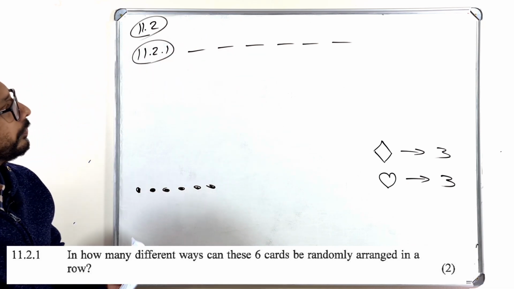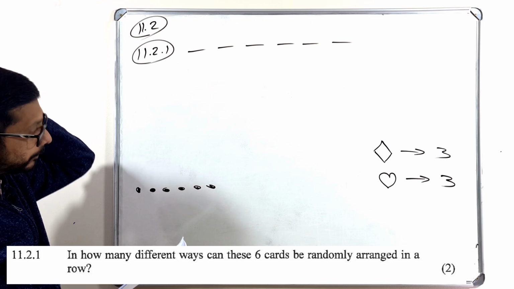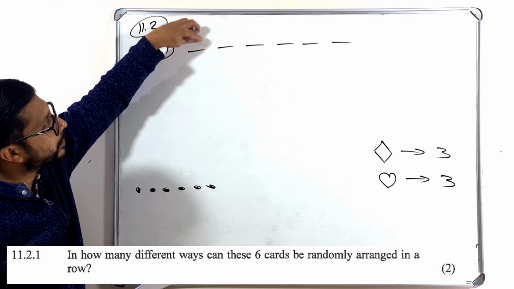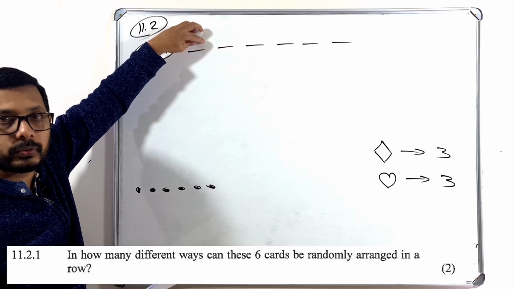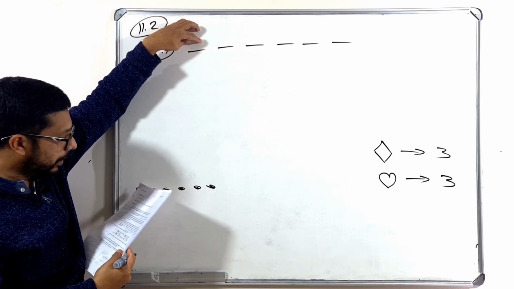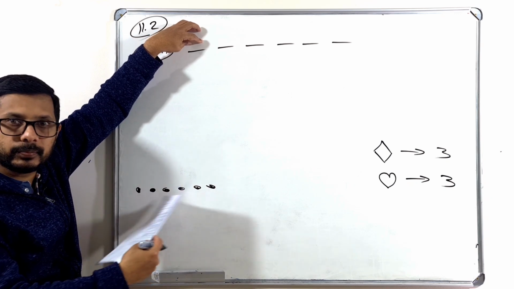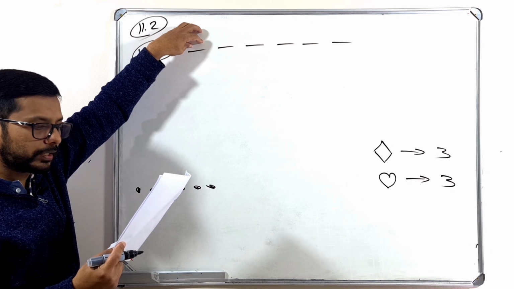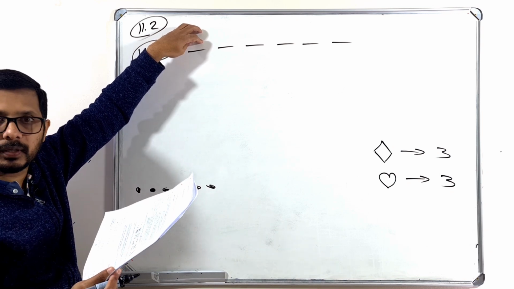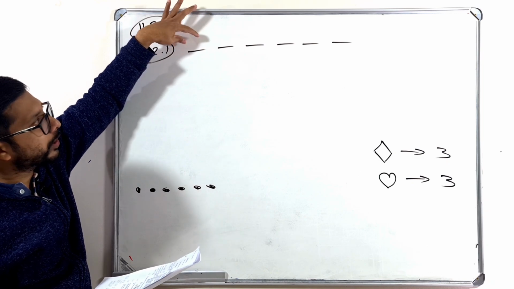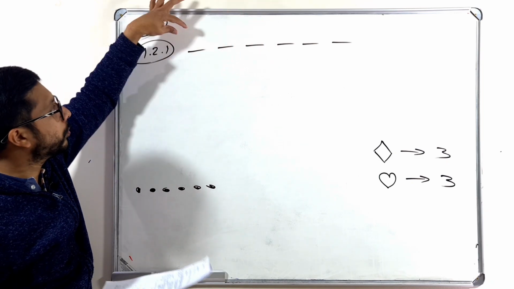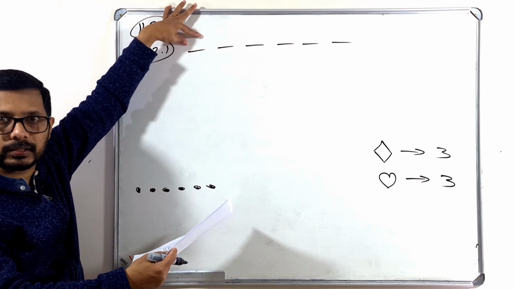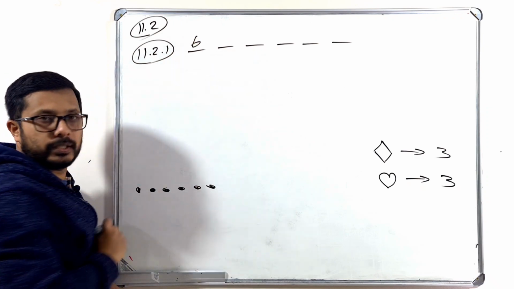Before that, let's think like this. For this position, I want to put a card here. How many options do I have? I can take any of the 6 cards because there is no condition given. Look at that question: in how many different ways can these 6 cards be randomly arranged? There is no condition. So for this position to be filled, how many options do I have? How many cards with me? 6 cards. So I have 6 options there.